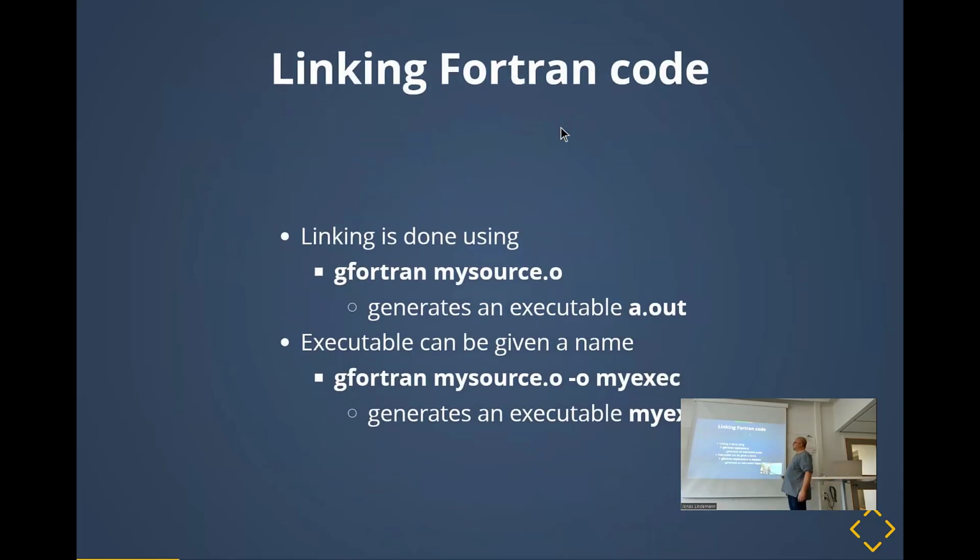To link Fortran source code, gfortran mysource.o will create an executable. As there is no name given here, it will by default be called a.out, which is the standard executable name produced by the compiler if you don't specify one. If you want a specific name for your executable, you can add -o, for example -o myexec. That will generate a myexec executable on a Linux machine. On a Windows machine, it will be myexec.exe.